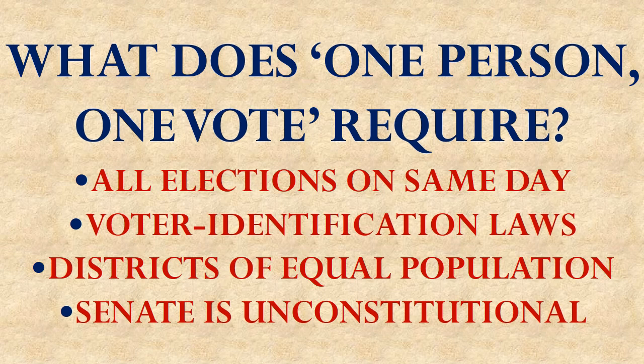So now I've essentially given away the answer, but what does one person, one vote require? Does it require all elections on the same day? Or does it require voter identification laws? Or districts of equal population? Or does it require that the Senate is unconstitutional? The one person, one vote standard from the Supreme Court requires that all districts have approximately equal population. Interestingly, it would seem to also say the Senate is unconstitutional, but the Supreme Court said that's an exception because it's written in the Constitution.